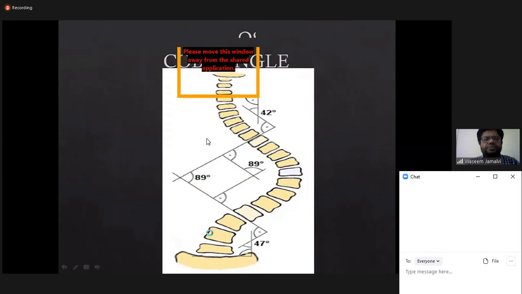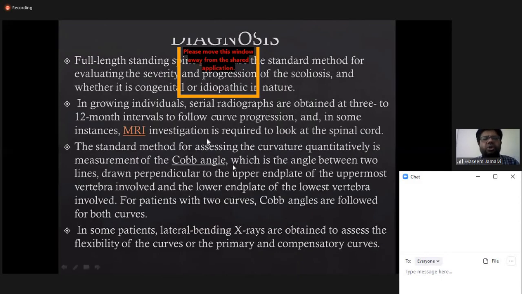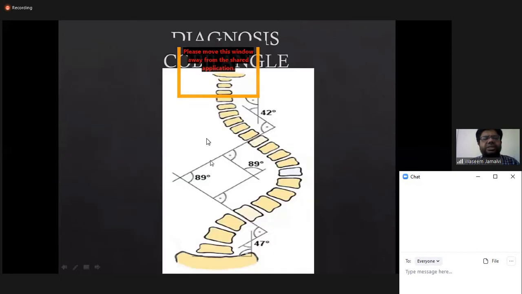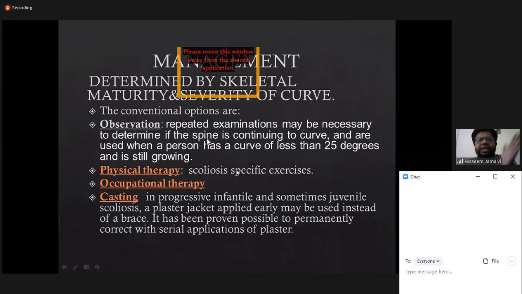In the X-ray, the important thing is the curve angle. If this curve angle is less than 10 degrees, the recovery chances are very good. The orthopedic or X-ray department will tell you more about how the angle is taken. But the important thing is this: if the angle is less than 25 degrees, there is a chance of good recovery. The therapy and management are defined by the maturity and severity of the curve.